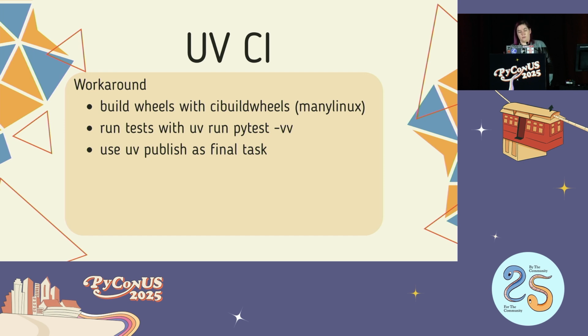And I can still run my tests with uv run pytest, and then I can use uv publish as the final task. And since I'm using GitHub Actions for this, I can just add a trusted publisher to the project so I don't have to set any variables.